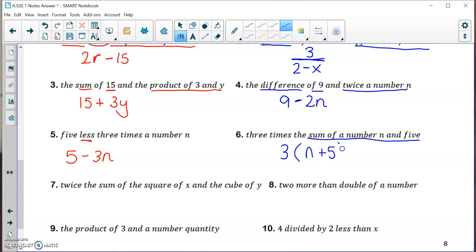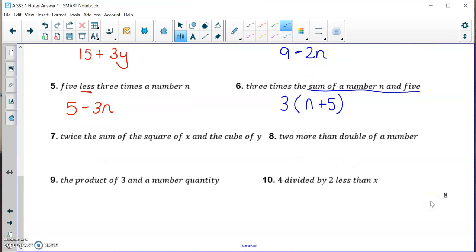Notice how I put that n plus 5 in parentheses because I'm doing the sum of that, but then I'm doing 3 times that whole sum. So I need that in parentheses there. All right. Number 7, twice the sum of the square of x and the cube of y.